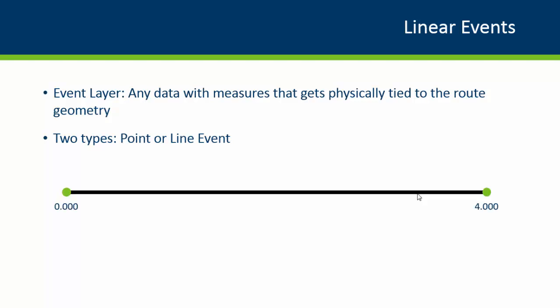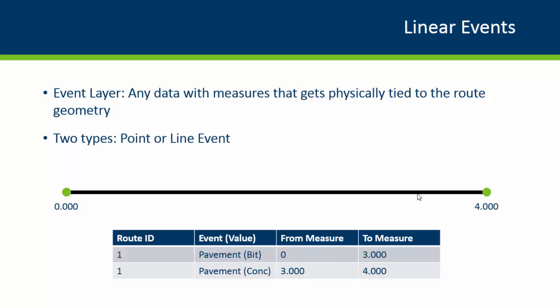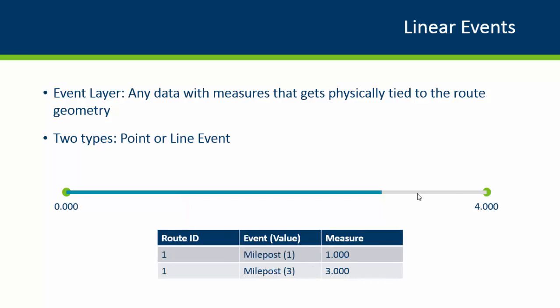Imagine we have a route, say Route 1, and tabular data that we want to reference to Route 1. We see that from the start of Route 1 to Mile 3, there is bituminous pavement, and from Mile 3 to the end of the route, there is concrete pavement. We just created two line events. Say we have a couple of point events in the form of reference posts that we want to reference to Route 1. We can easily do this as well.